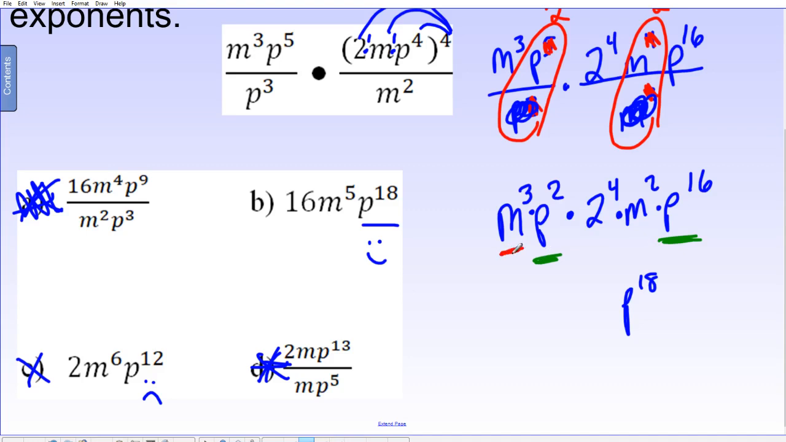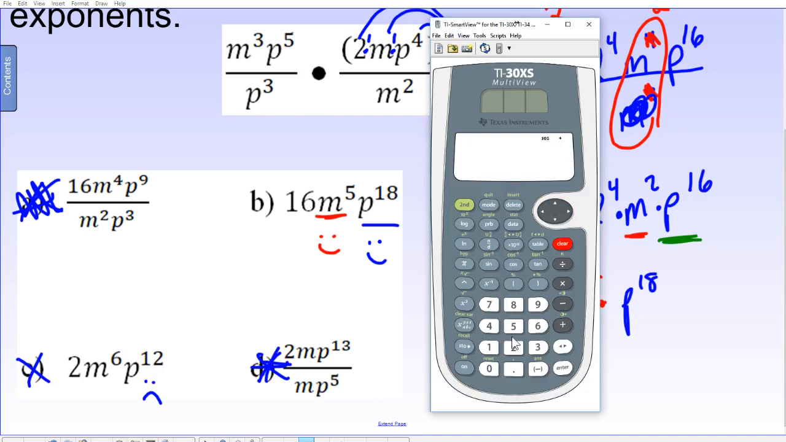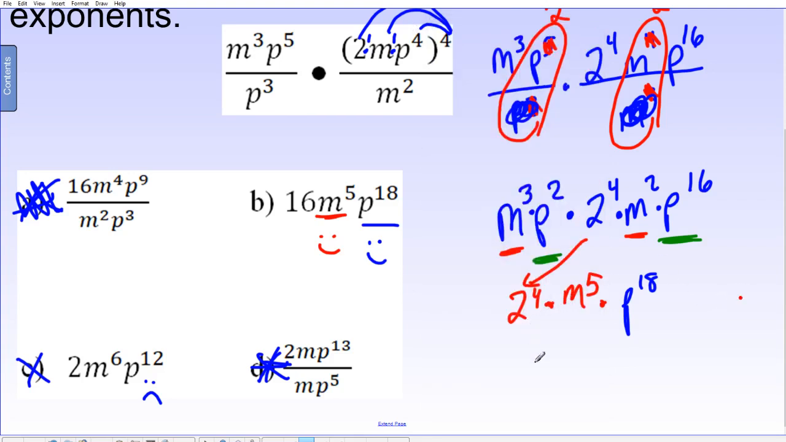My M's, M cubed and M squared, add together to give me M to the 5th power. And this 2 to the 4th doesn't really have anything to combine with. You might be going, but they have 16 and I have 2 to the 4th. Well, what is 2 to the 4th power? It is 16. So this is 16 M to the 5th, P to the 18th. Letter B is correct.